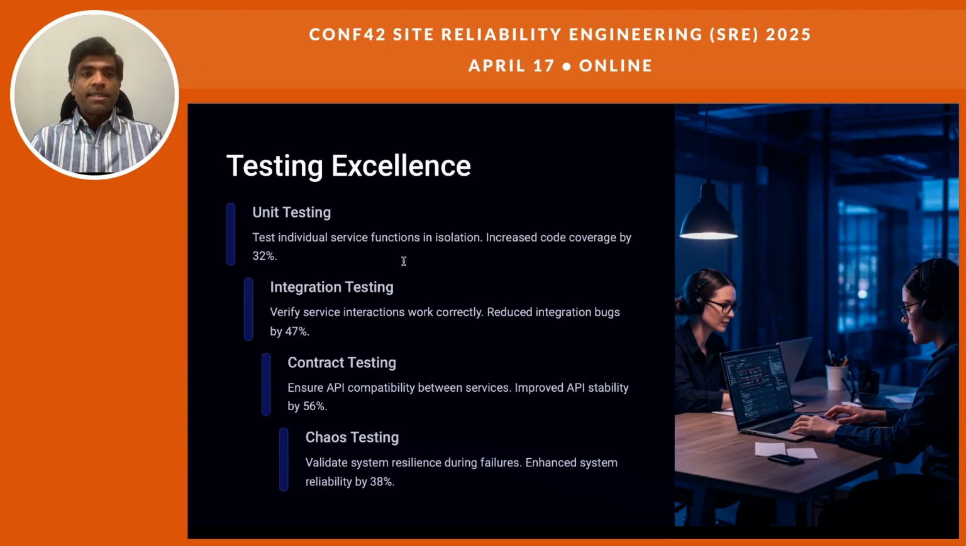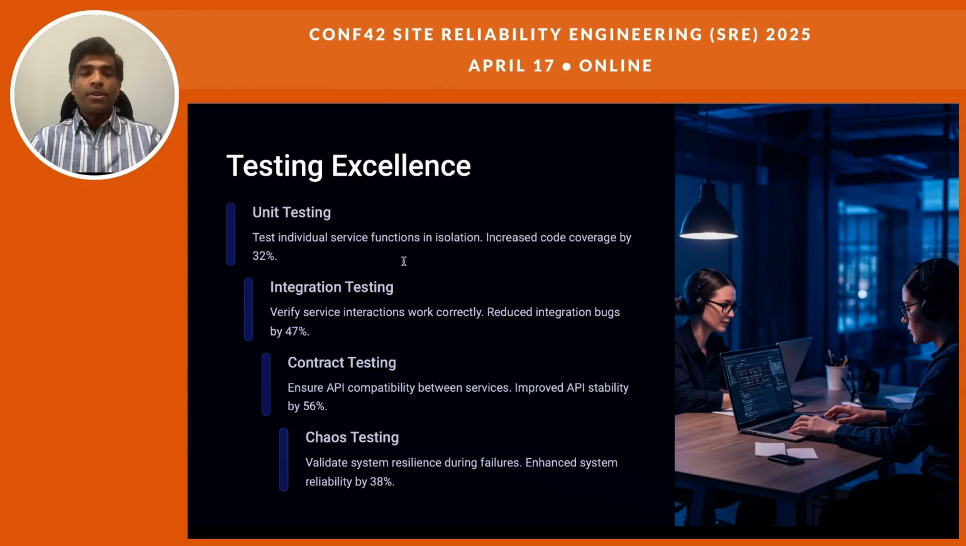Another strategy is contract testing, which plays a vital role in maintaining API stability across microservices. Contract testing ensures that APIs remain compatible and fulfill agreed upon expectations between service providers and different consumers. This not only improves API stability by 56%, but also fosters trust and consistency within the service interactions.